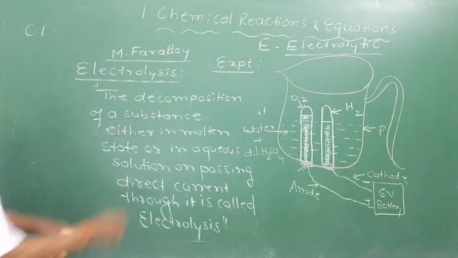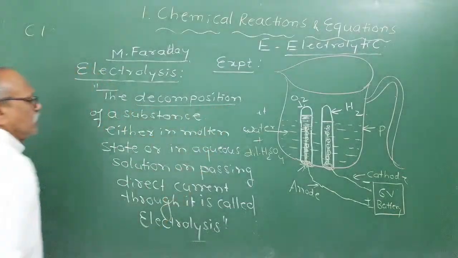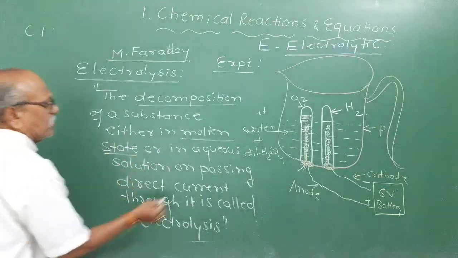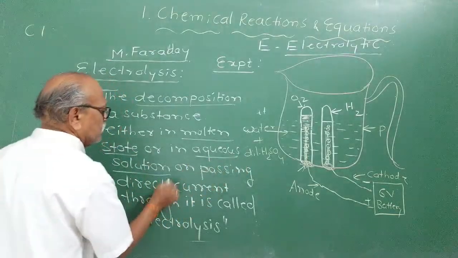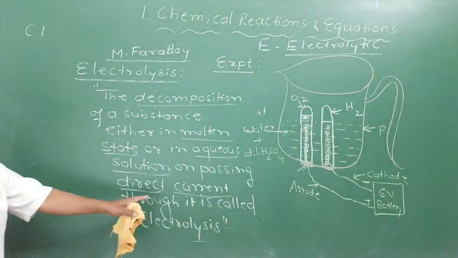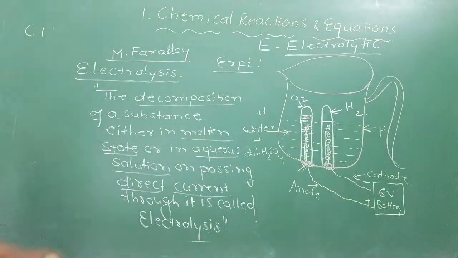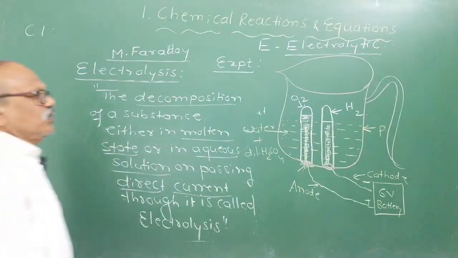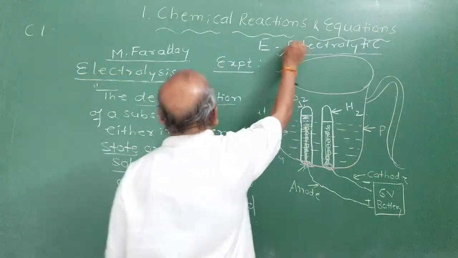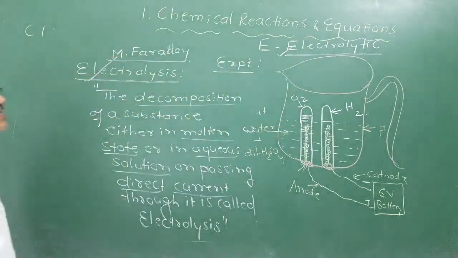The decomposition means splitting of a substance either in molten state, an important keyword, or in aqueous solution, on passing, very important, direct current. If you use alternating current, you will not get a decomposition; reactions will be reversed. Now, coming to the point here, electrolytic. Why is it called electrolytic? Because you are using the principle of electrolysis here.